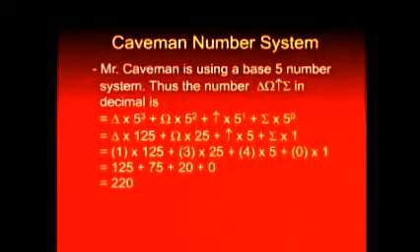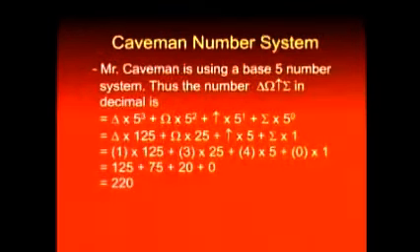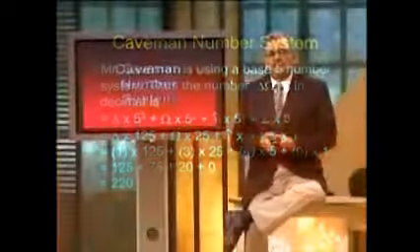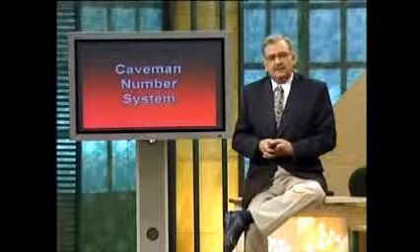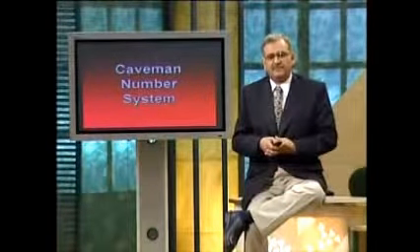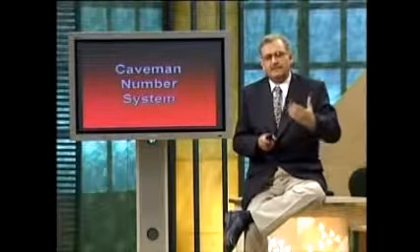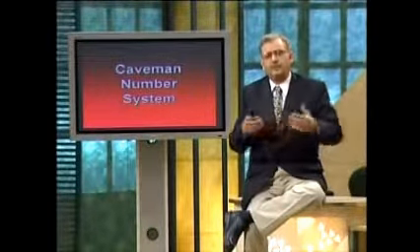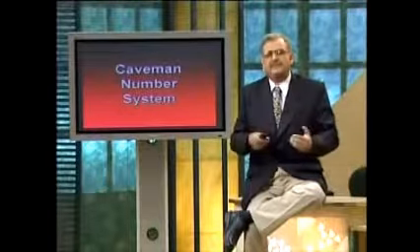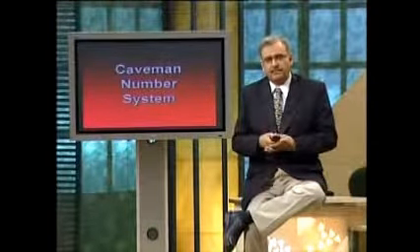As you can see, the weights are changing by a factor of 5. Why 5? Well, as we mentioned earlier, the caveman is using a base 5 number system. Multiplying the weights by the corresponding decimal equivalents of the caveman numbers results in 220. The caveman number system, as we have seen, is a base 5 number system. The decimal number system is a base 10 number system. I hope you can now handle different number systems.